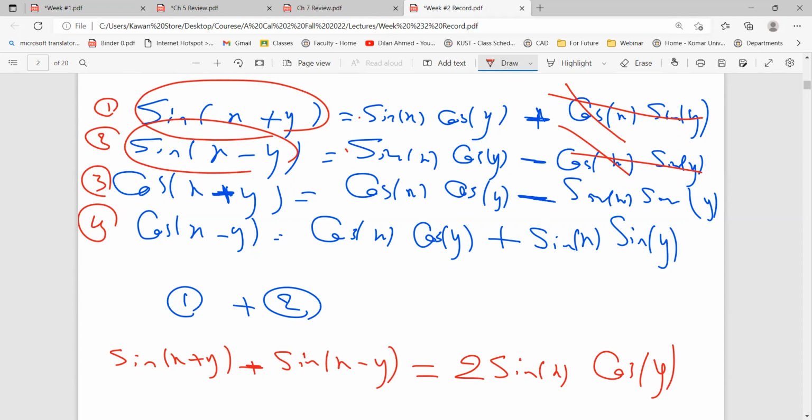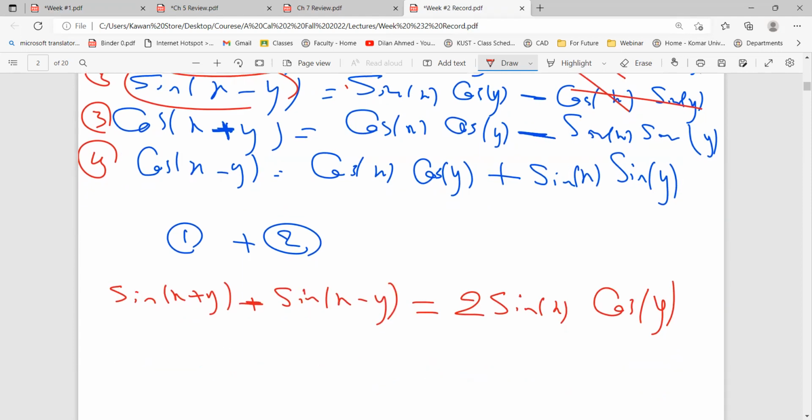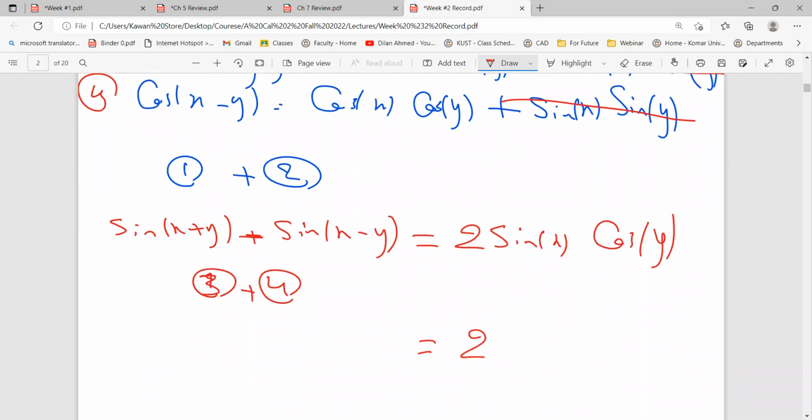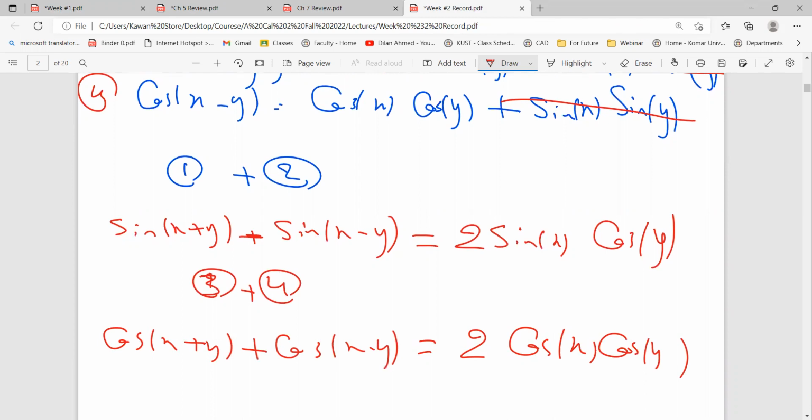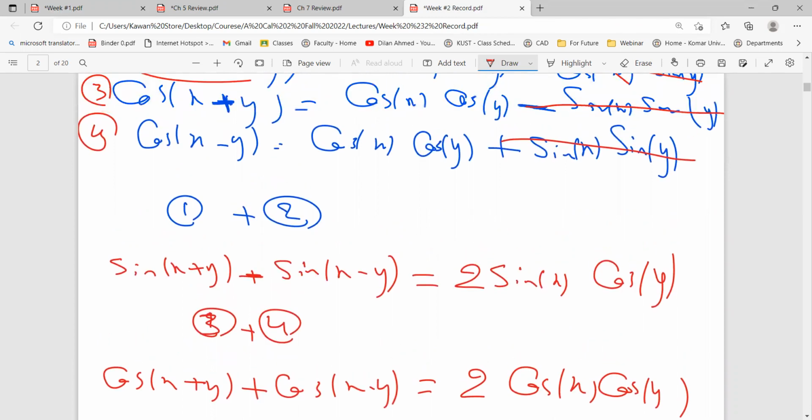Later, we are going to get many rules together. For example, if I add the third with the fourth, add the third and fourth. Now we cancel that part. Am I right? So from the right side, I'll get 2 cosine x cosine y. From the left side, I'll get cosine x plus y plus cosine x minus y. Am I right? Understood how to get many rules from 2 rules. When I say 2 rules or 4 rules, they are the same. So we can play with them. We can get something else.